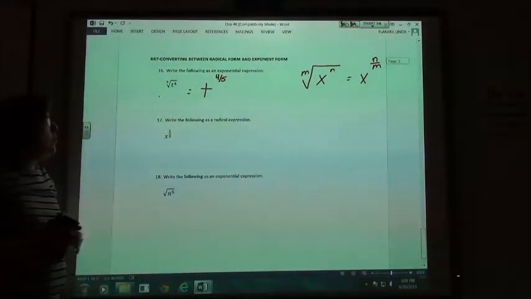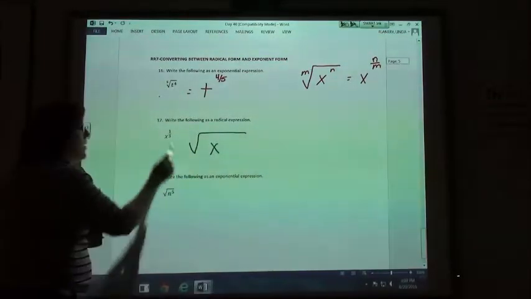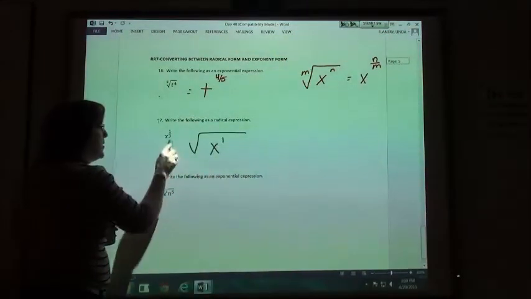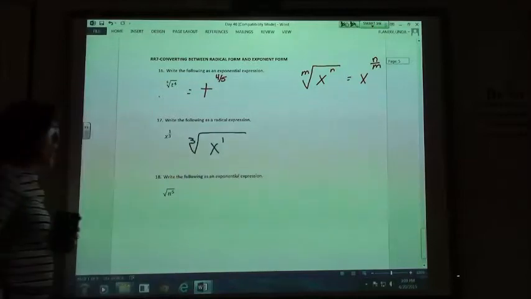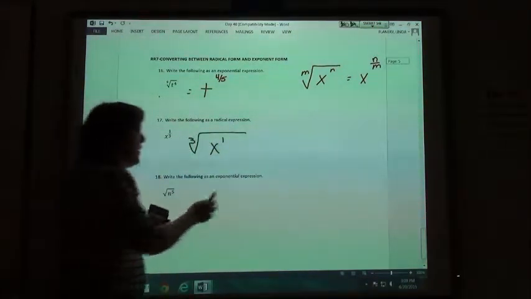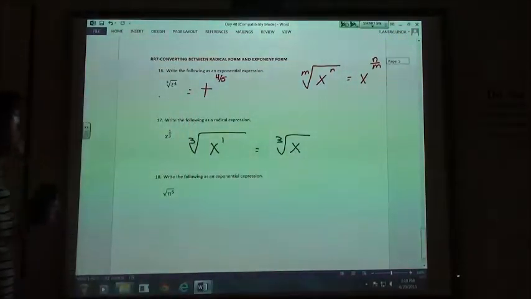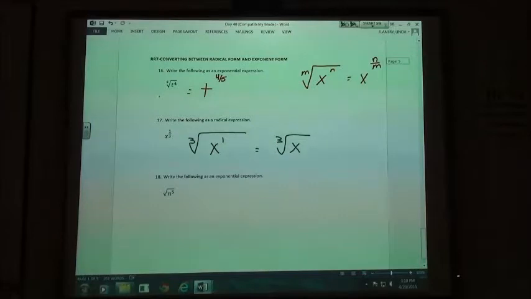X to the 1/3 power. So, the 1 goes with my x. The 3 is the index to my radical. Now, of course, we know that we don't really need x to the 1st power. So we're just going to say it's the cube root of x, and that would be your answer in the best form.